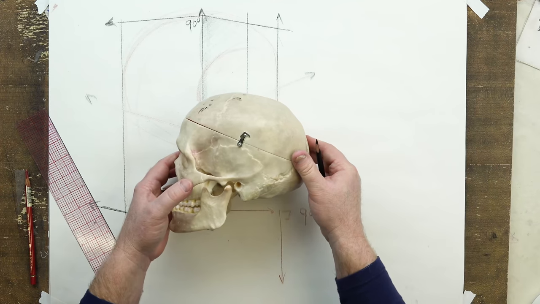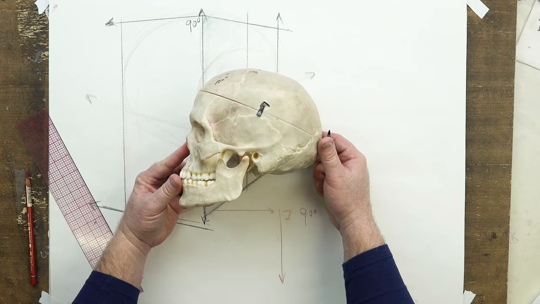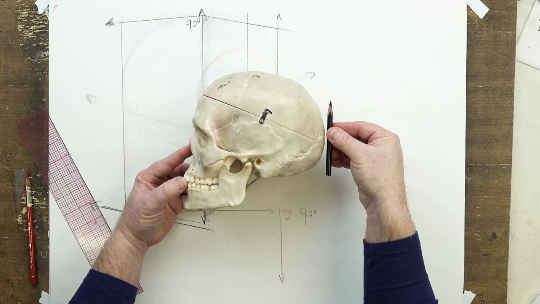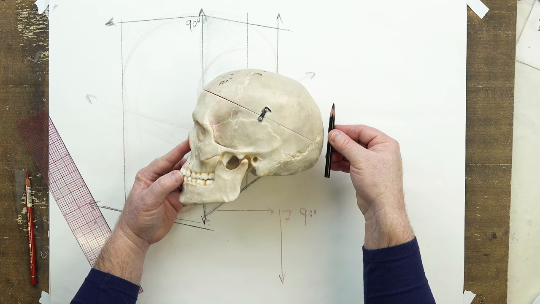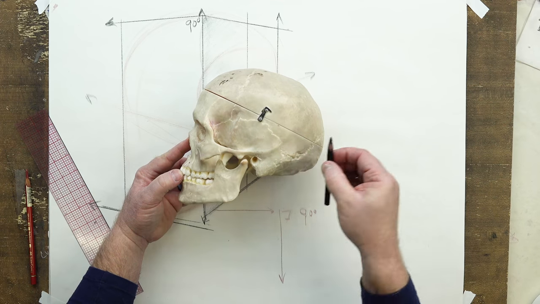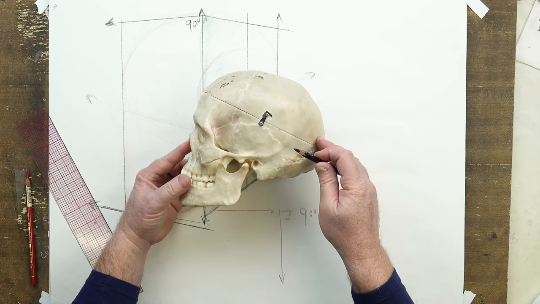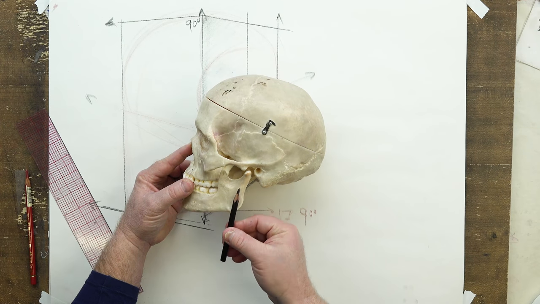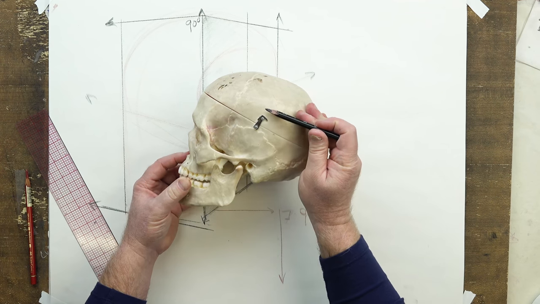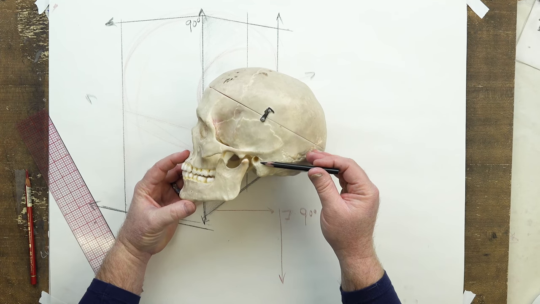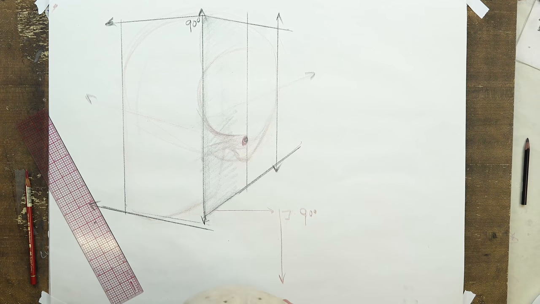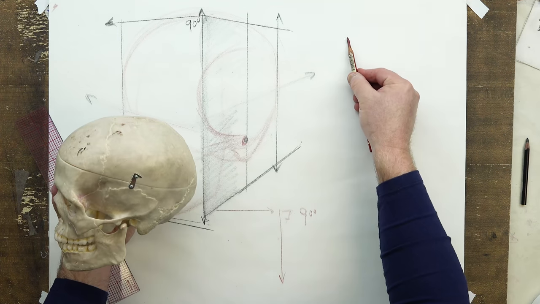What you notice in a profile view of the auditory canal here is it's located about halfway between the back part of the cranium and the front part of the cranium, about halfway between each other, and also slightly behind the mandible, right? And about lined up with the entrance to the nose here at the bottom part of the opening of the nostril area. So if we do a quick diagram of its location in profile, let's do that now.